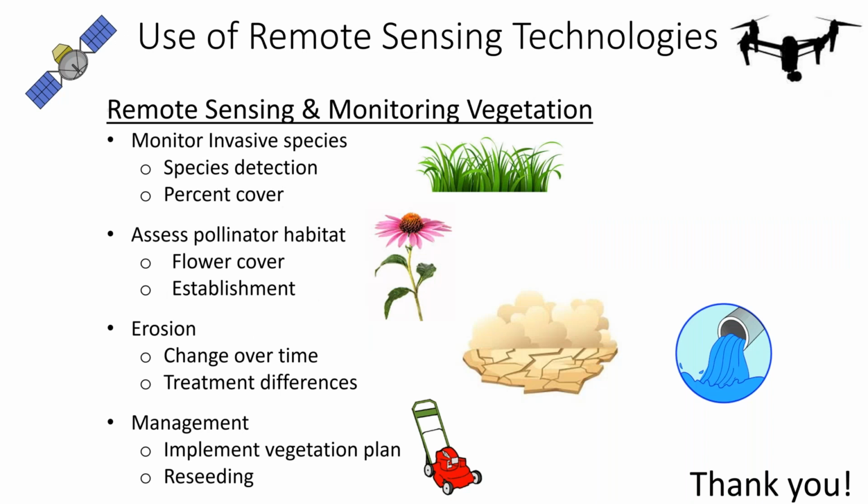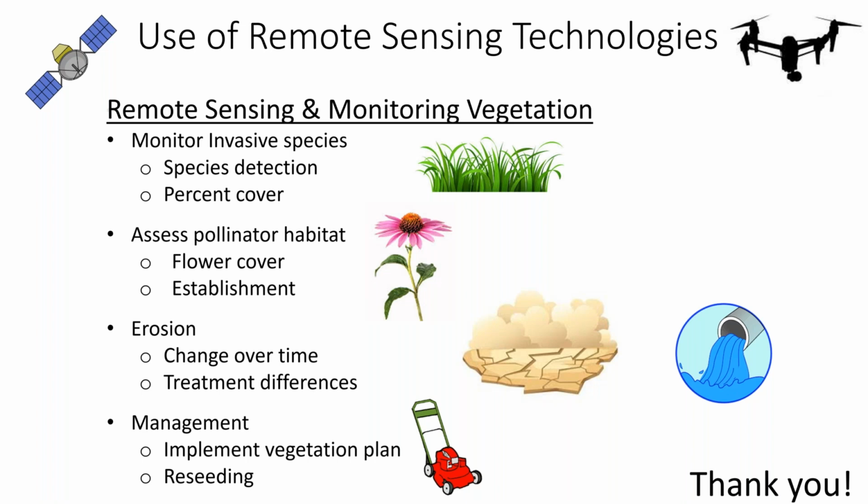Just really quickly here at the end, I wanted to highlight the use of remote sensing technology to help in vegetation management. So the use of satellite data as well as drone collected data can help monitor invasive species. It can help detect invasive species that may be encroaching into the vegetation you established, as well as determine the percent cover of invasive species.